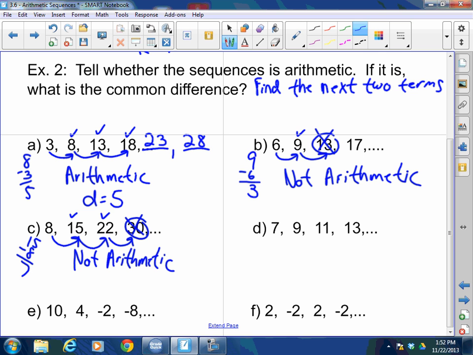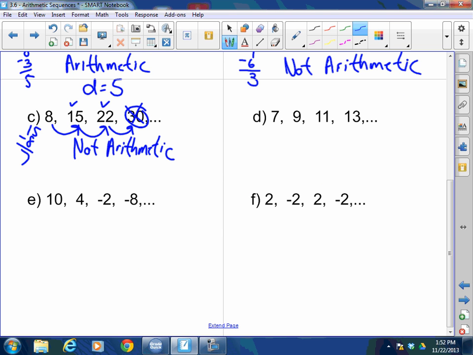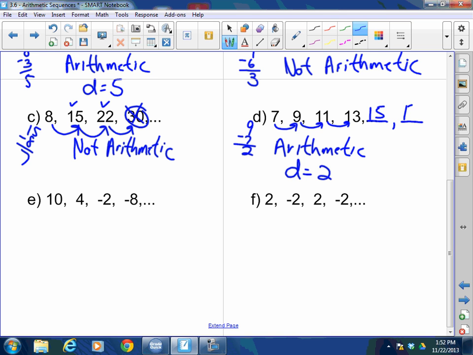Okay. How about my next one? D. What's my potential common difference? Yeah, 9 minus 7 is 2. 7 plus 2 is 9, 9 plus 2 is 11, 11 plus 2 is 13. So this is arithmetic. My common difference D is 2. And my next two terms would be 15 and 17.